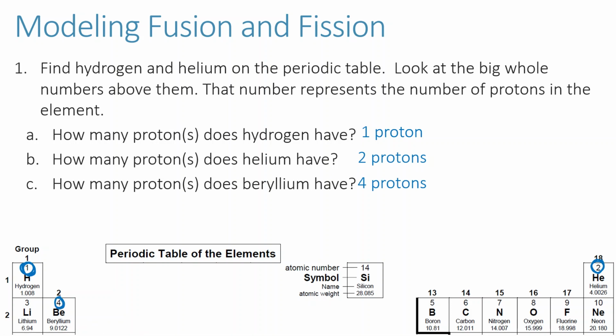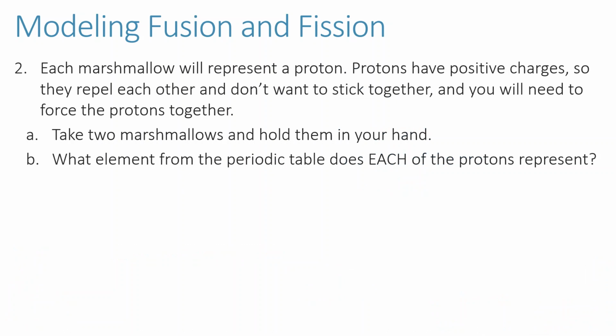So the number of protons is what dictates the type of element. So helium will always have 2 protons. If it doesn't have 2, it's not helium. So each marshmallow is going to represent a proton. Protons have positive charges, so they repel each other and don't want to stick together. So you will need to force the protons together here. So what element does each of the marshmallows or each of the protons represent? So this represents hydrogen with its single proton.